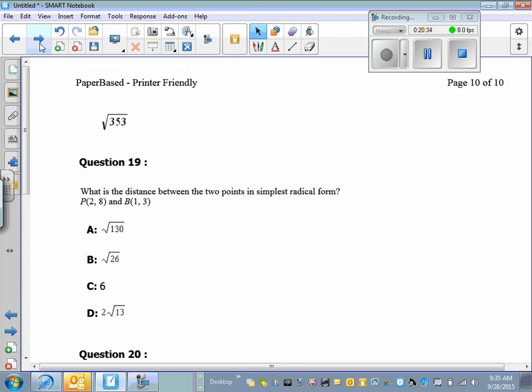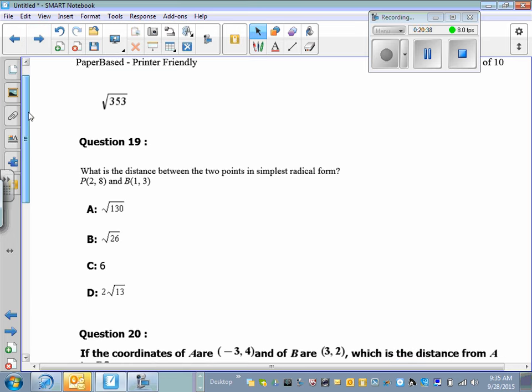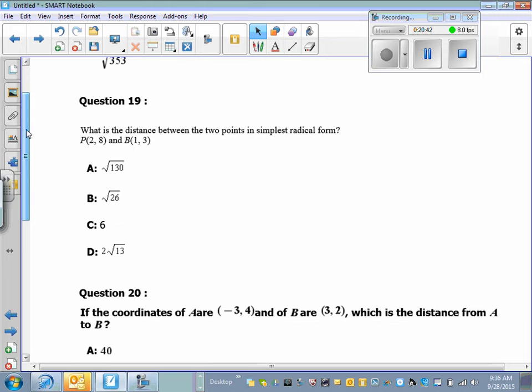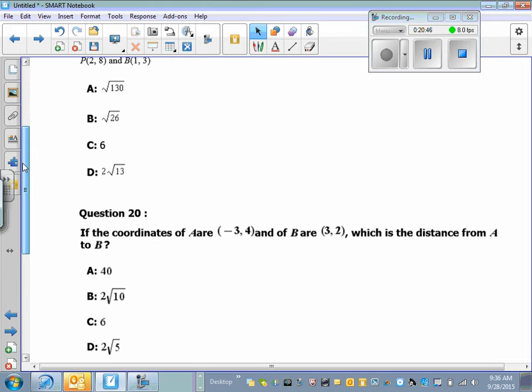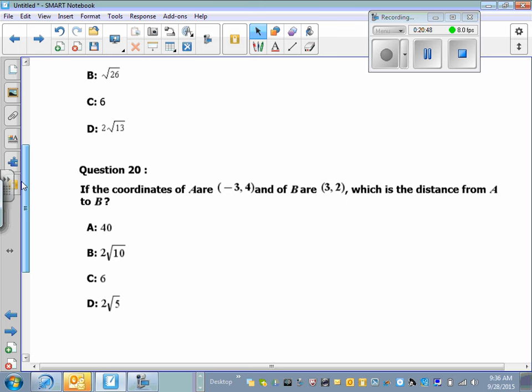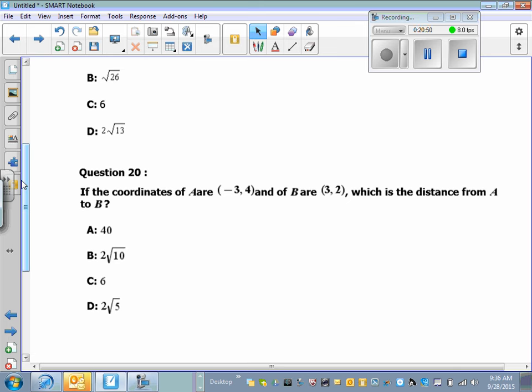Number 19. What is the distance between the 2 points? So this is still the same thing. Use the distance formula to find it. If the coordinates of A and B are given, this is a repeat question. I think it was number 14 or 15. So just remember this. This is going to help you to pass your test.